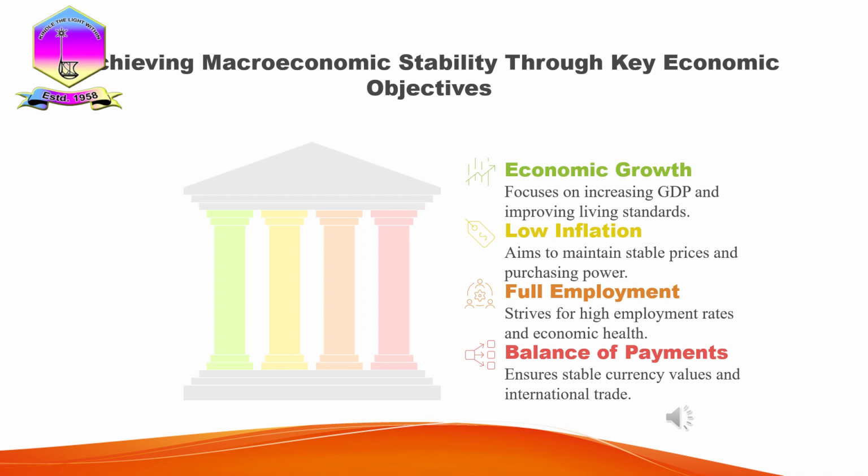And the last one is balance of payments. Balance of payments is a situation where a country's total exports of goods and services sold to other countries are equal to its total imports of goods and services purchased from other countries. It helps to avoid imbalances in international trade, which can lead to economic instability and currency fluctuations.